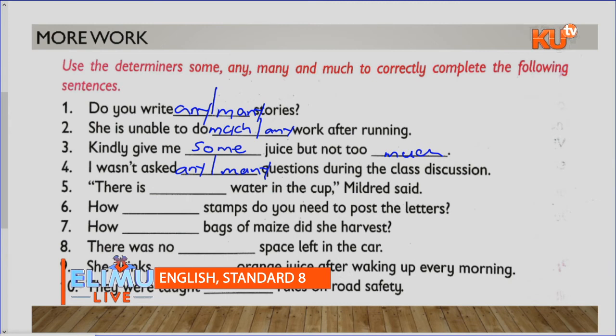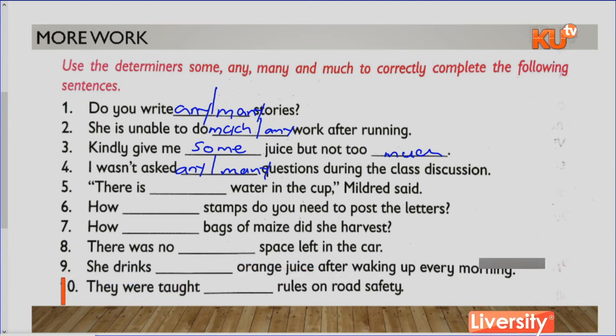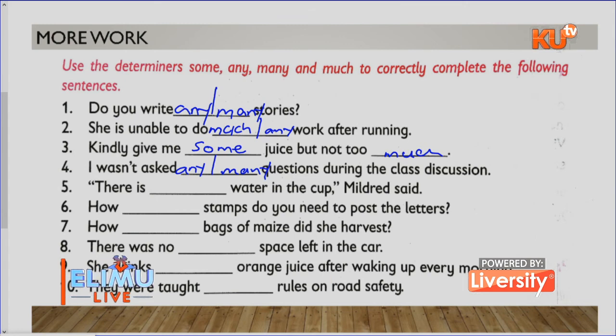There is dash water in the cup, Mildred said. There is some water in the cup.